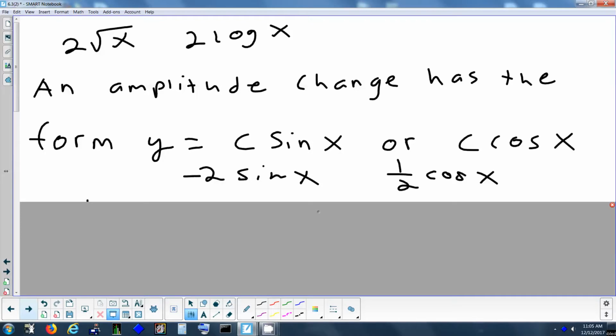But now something else is happening. Does anybody remember what happens when you put a negative with the number that does the stretch? It flips. So this graph is doing two things. It's becoming twice as tall, and then it's flipping vertically.